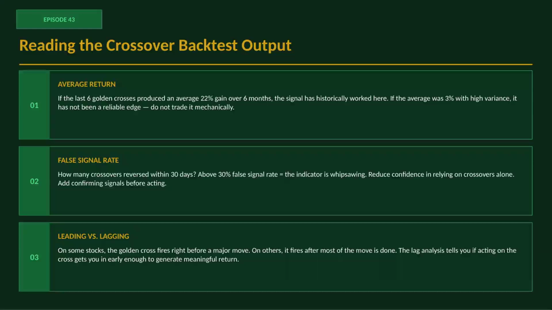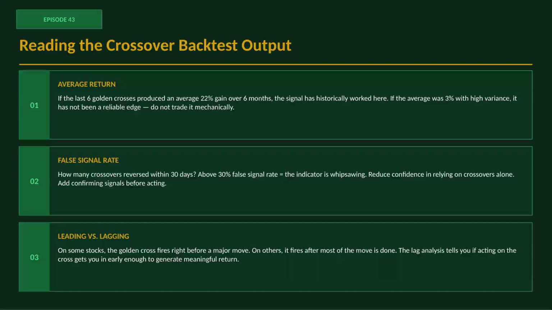Average return. If the last 6 bullish golden crosses on this stock produced an average gain of 22% over 6 months, the signal has historically produced meaningful returns. If the average was 3% with high variance, it has not been a reliable generator of edge.